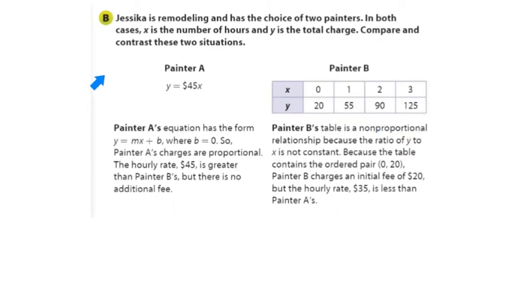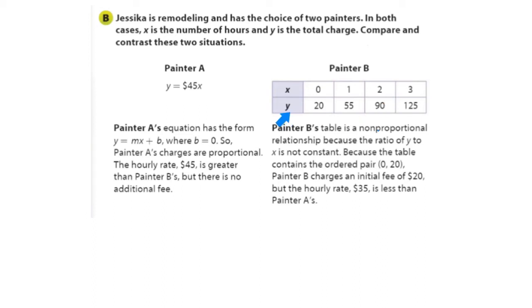Okay, here's a second situation. This is Jessica. She's going to hire some painters. Painter A. So this is the number of hours they would work, and this is how much she's going to have to pay. They charge $45 per hour. I would rather they don't have the dollar sign in here. We don't put symbols like this into our equations.